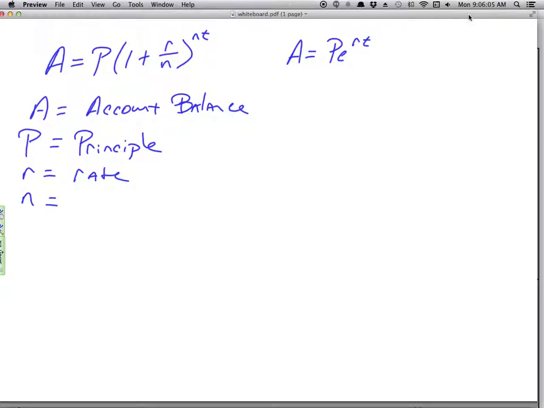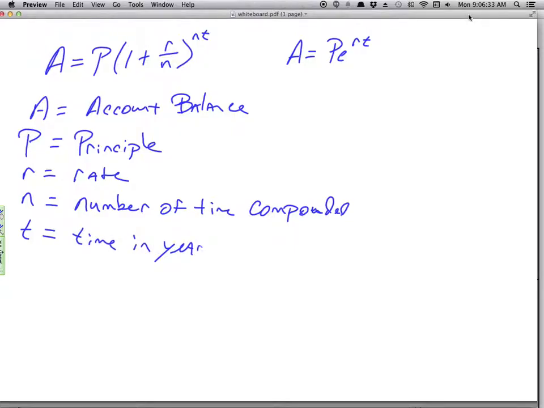Then I have n. I'll be very, very surprised if anybody knows what n is. Number of months. Close. It is the number of times compounded. So the number of times compounded. And then what do you think t is? Time. Time in years. So t is our time in years.